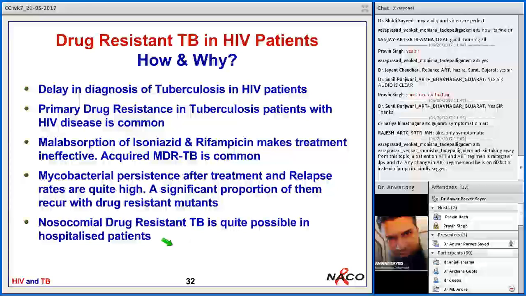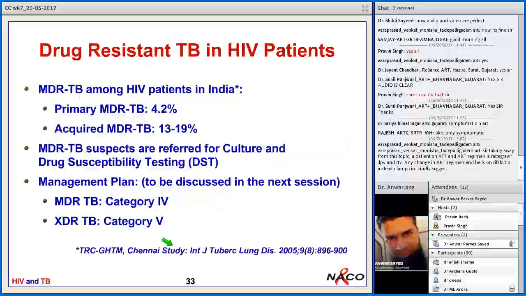Why drug resistance happens is usually a man-made problem. Naturally occurring drug resistance is very low, to the extent of 10⁻⁵. Resistant TB bacilli are naturally occurring, but otherwise these are very sensitive to INH and rifampicin. But if there are subtherapeutic drug levels in the blood, or if a person does not take anti-TB treatment regularly, then there will be a risk of drug resistance developing. So primary drug resistance is very low, acquired is very high.